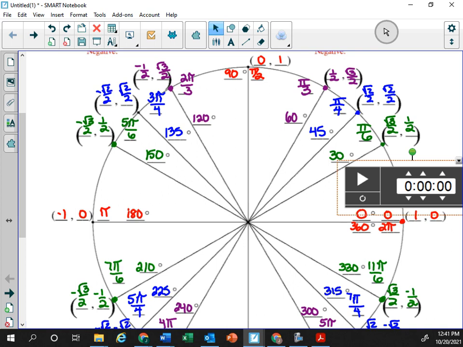I hope it makes sense. That's the whole point, that you understand where these pieces come from, and you aren't just looking at it going, well, there's just a whole bunch of stuff written on a circle. Okay? Try to understand where it comes from. And if you have questions, please let me know.